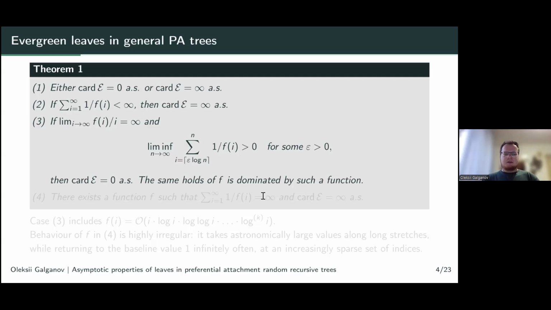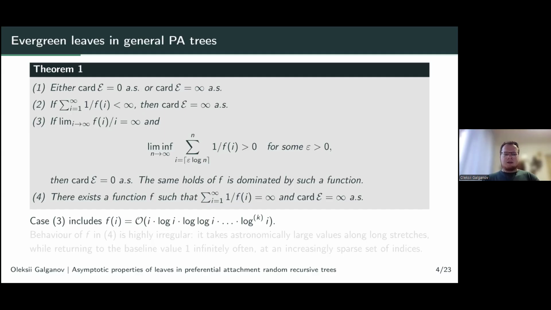And finally, there exists a function f such that this series of 1 over f diverges, but still the number of evergreen leaves is surely infinite. One thing to mention is that the third case includes functions which are proportional to i times logarithm of i times double logarithm of i, for however many iterations of logarithm you want.